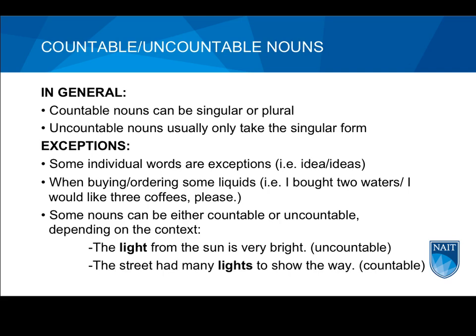Some nouns can be either countable or uncountable depending on the context. For example, let's look at the word light. In the sentence, "The light from the sun is very bright," we're talking about it as a force of energy, and it's uncountable. In the second sentence, "The street had many lights to show the way," we're talking about individual light bulbs, and so they're countable. We could count that there are 6 lights along the street.